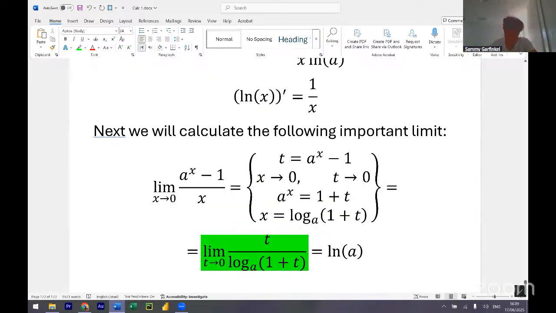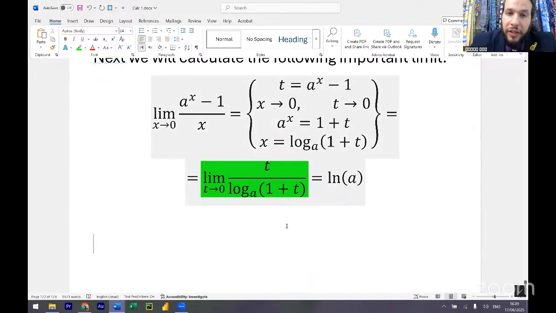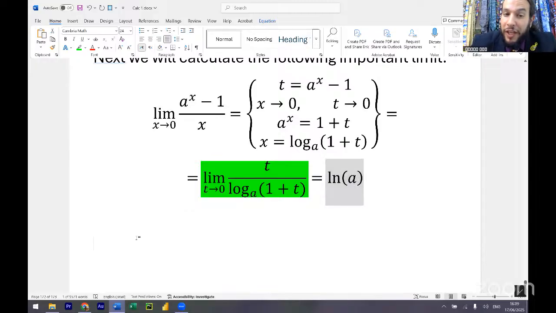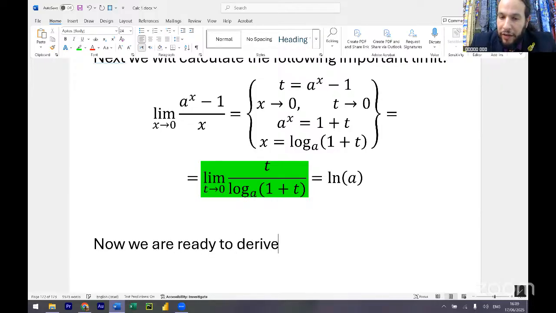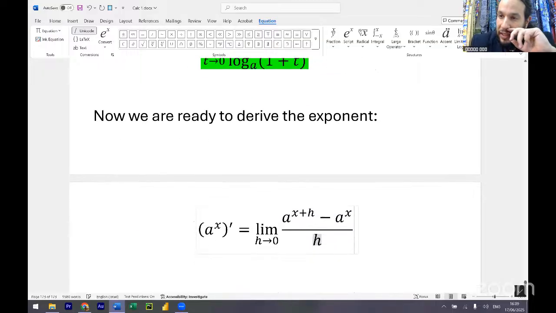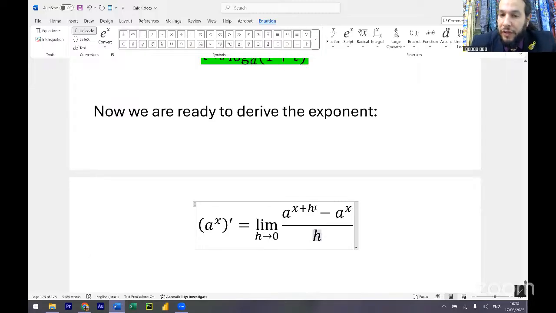Now, therefore, with this limit over here, the limit is ln of a, right? So now we can derive. Now we are ready to derive a to the power of x, the exponent. So the derivative of a to the power of x is the limit as h goes to 0 of a to the power of x plus h minus a to the x over h. That's the definition of the derivative. It's the limit of the slopes of the chords.